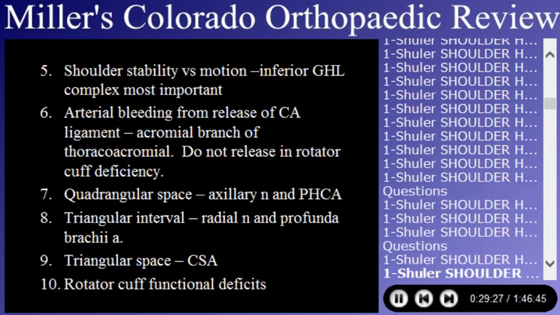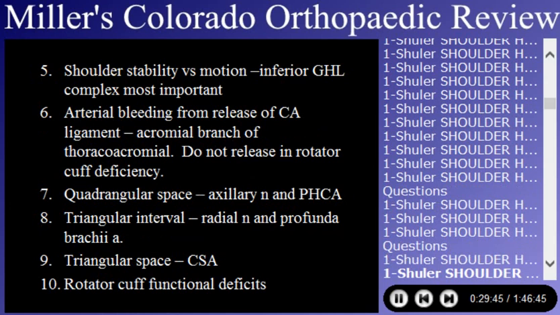Shoulder stability versus motion. Got to know your inferior glenohumeral ligament complex is probably the most important. Arterial bleeding from a release of the CA ligament is due to the acromial branch of the thoracoacromial. Do not forget the painfully massive rotator cuff tears that you're bleeding. Do not take that ligament because it's your superior restraint.